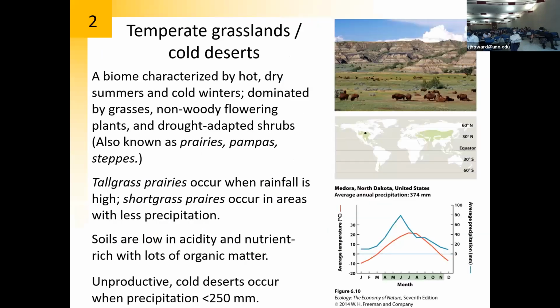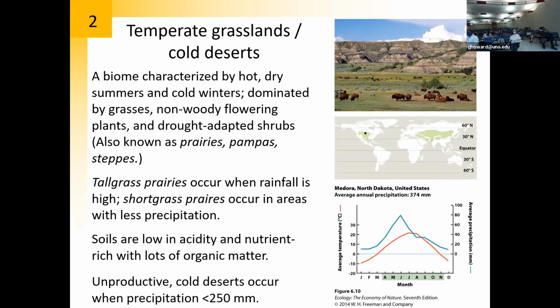Okay, finally, grasslands versus cold deserts. Not all deserts are hot. You'll remember that tundra is a cold desert. The Arctic is a cold desert. So depending on the amount of rainfall, you may have enough rain to support grasses, but not trees. So you have a savanna or a grassland, a temperate savanna or grassland. Or if the dry period lasts too long, you can have a cold desert.